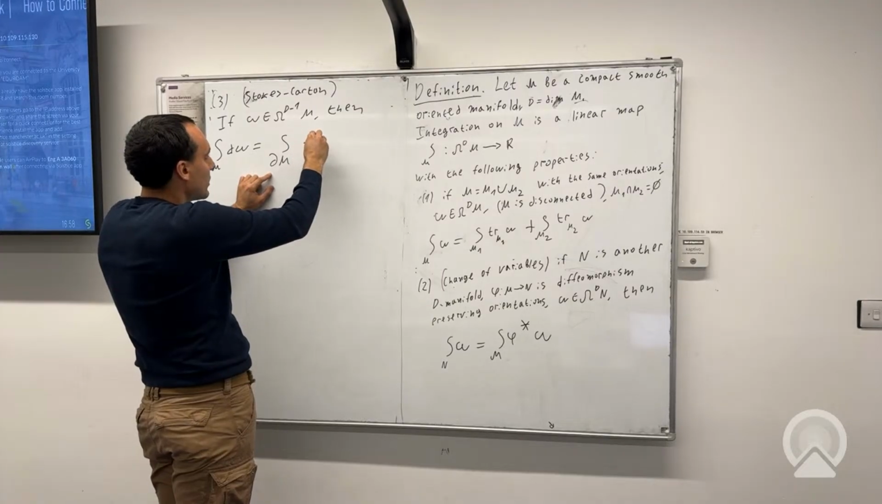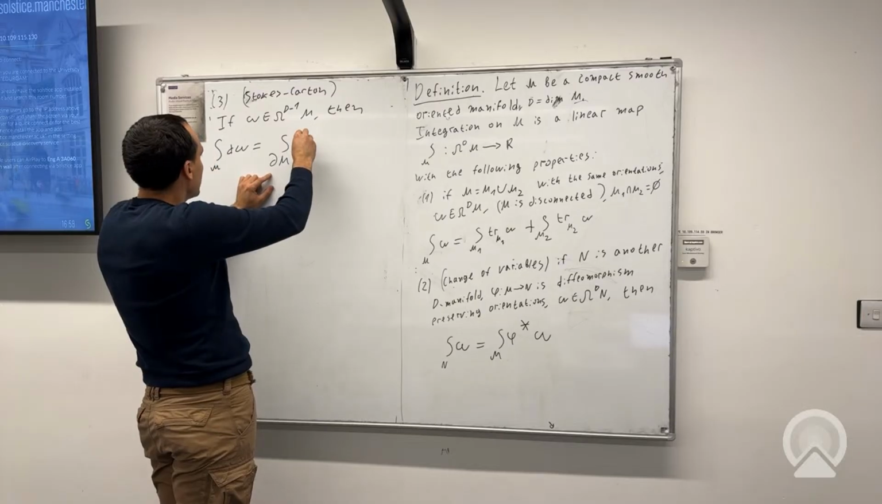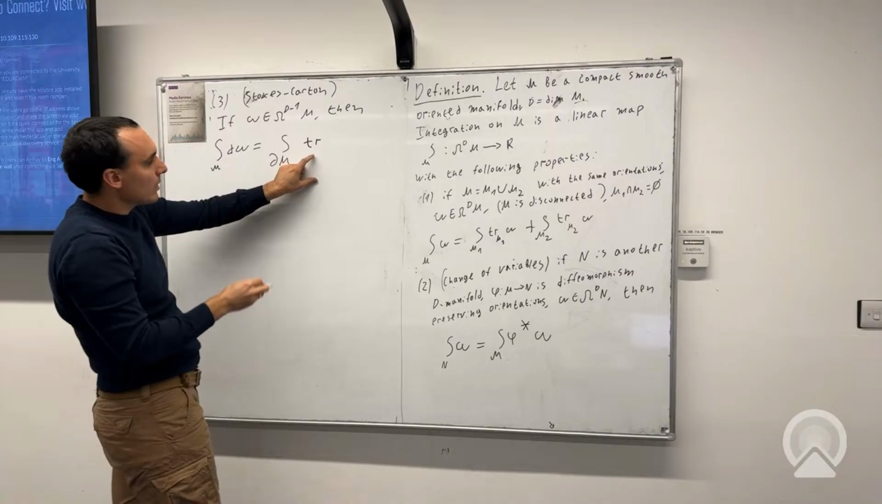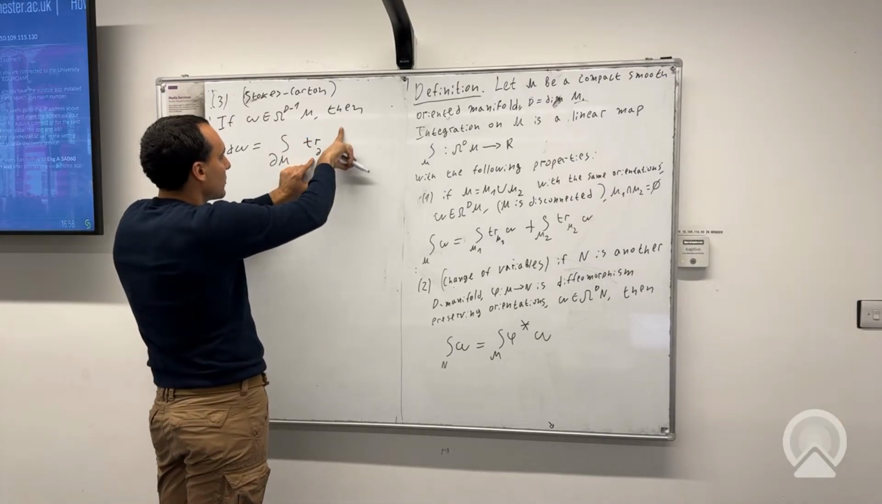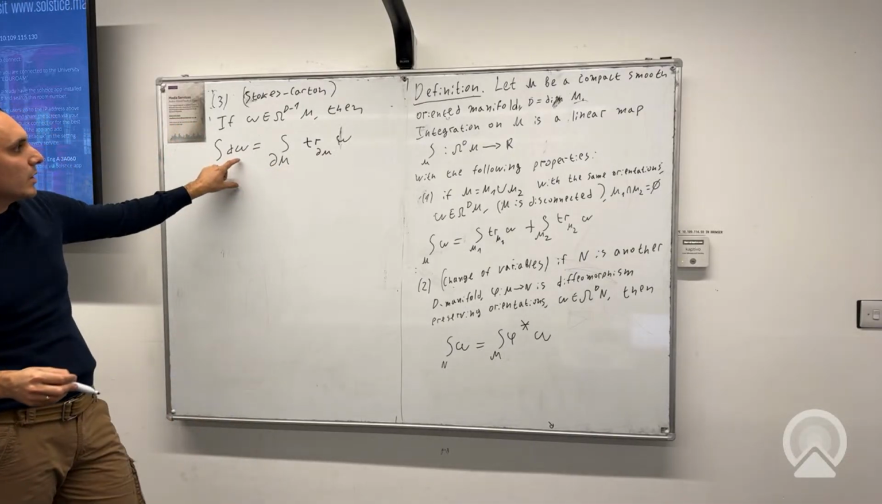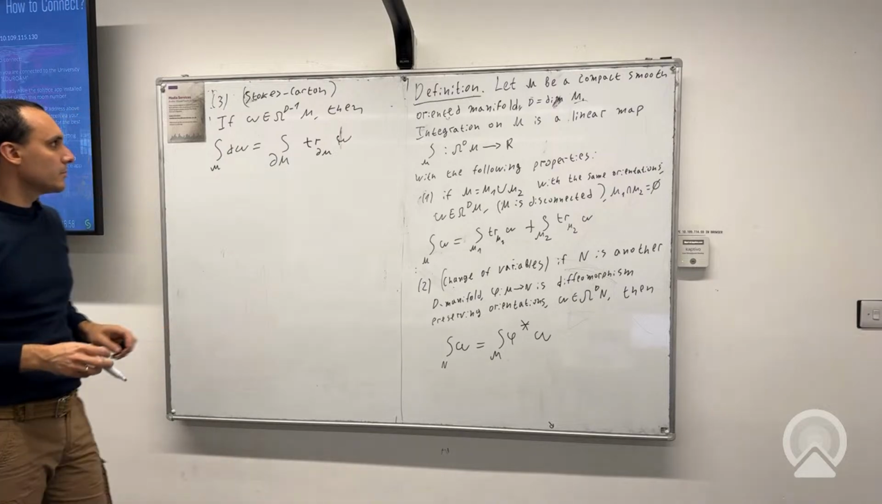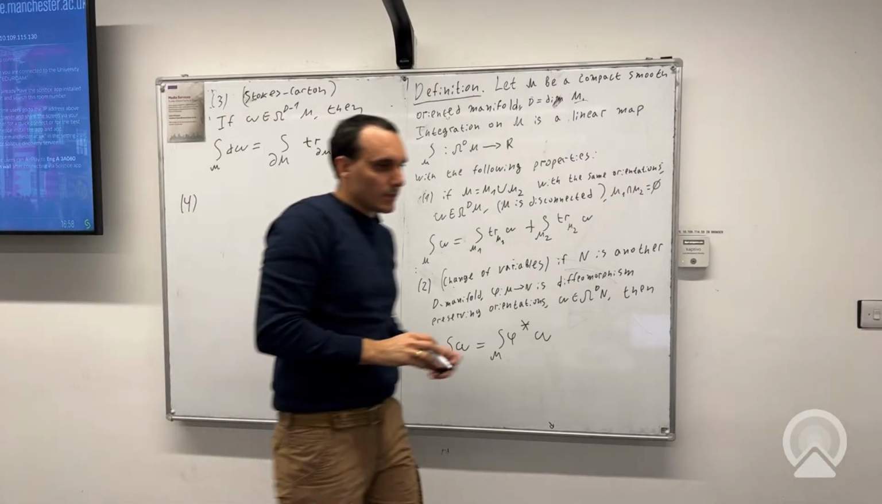And now people usually don't write the trace, but we need to write the trace of omega. People omit the trace and write the integral over M of d omega is the integral over the boundary of M of omega. And four, we have the base case.